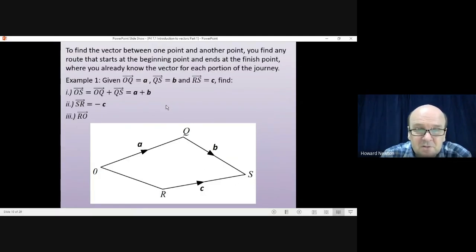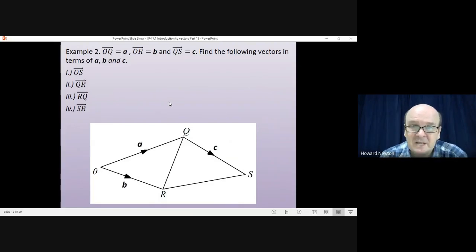And then the third question, the vector from R to O. Well, R to O is obviously the shortest route to get there, but we don't know that vector, so we're going to have to go the long way round. We'll go from R to S, then from S to Q, and then from Q to O. From R to S, that's the vector C. From S to Q, that's minus B, because we're going backwards along the vector. And Q to O, that's minus A, because again, we're going backwards along the vector. So that would give us C minus A minus B.